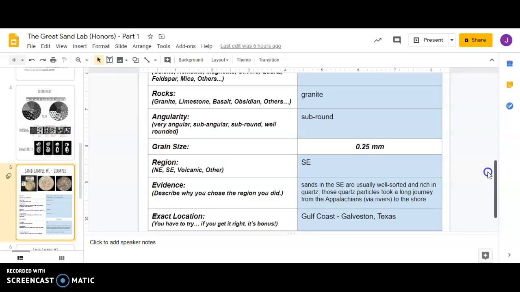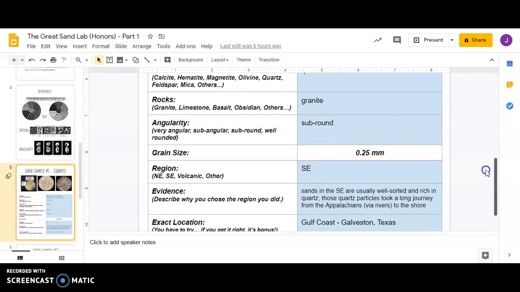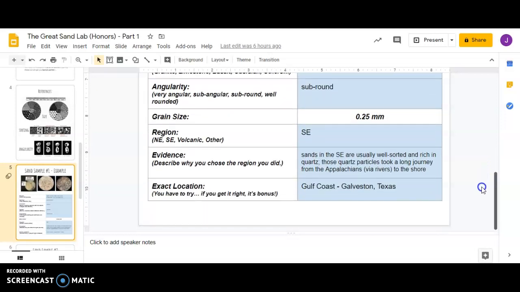So because of this tan color and the fact that it's made of granite and quartz, that tells me that it comes from the southeast. And the reason why I know this is because the sands in the southeast are well sorted. They're rich in quartz. Okay, and basically they were a part of the Appalachian Mountains that eventually made it to shore.